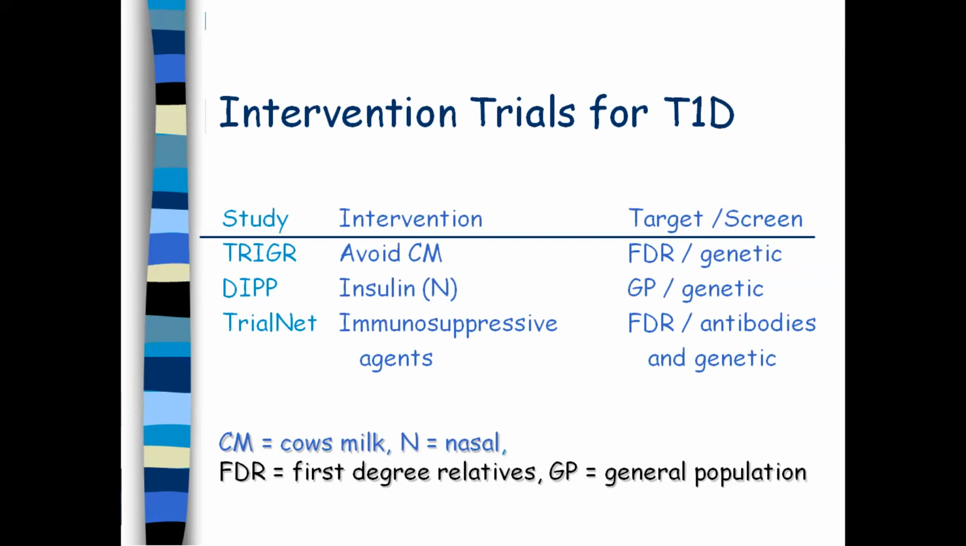So when we are having CM, that is cow milk, and insulin given by the nasal route, it mainly means insulin given by the nasal route will be shown effective. It shows effective action in the treatment of type 1 diabetes, while first degree relative and GP is the general population.